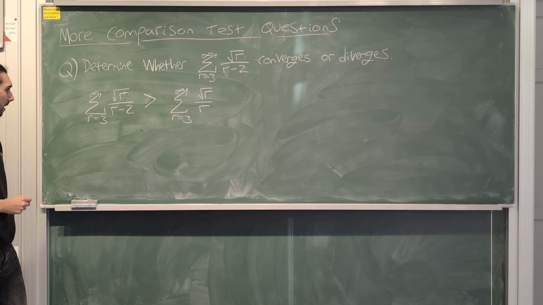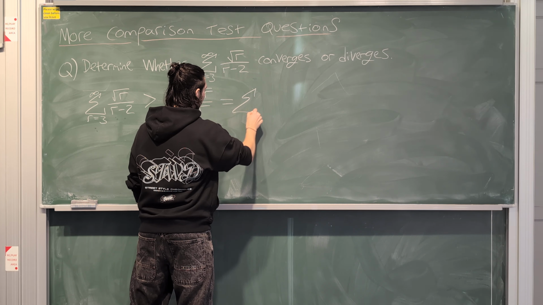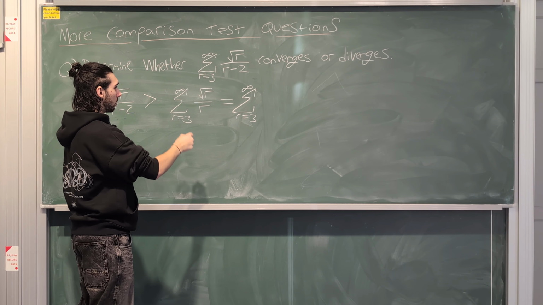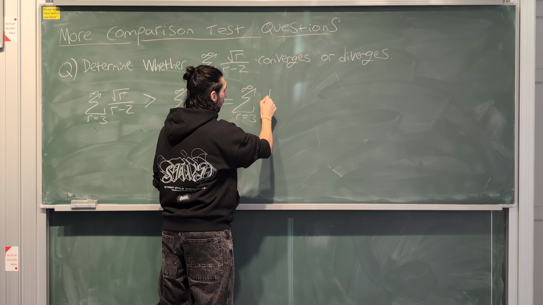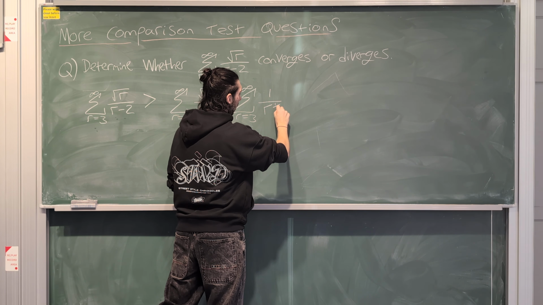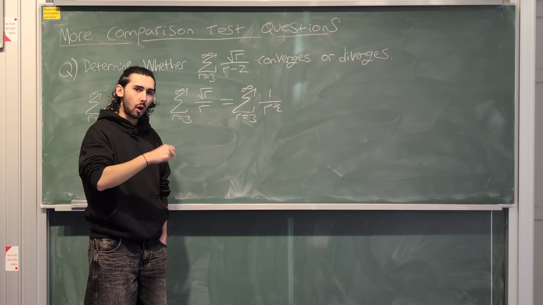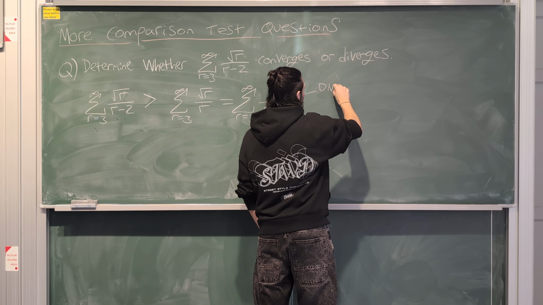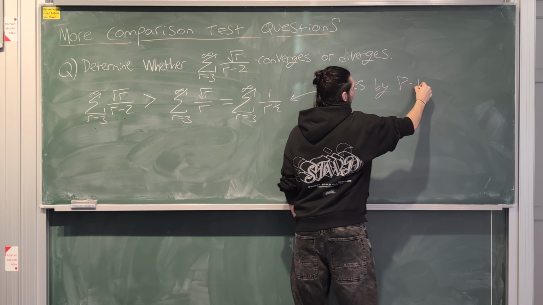Hopefully that makes sense. The idea behind why we did that is because we can now slightly rearrange it to write it as the sum from r equals 3 to infinity of, well, the square root of r over r is the same thing as 1 over the square root of r. In other words, 1 over r to the power of a half. And then we can use the p test to determine that this diverges.